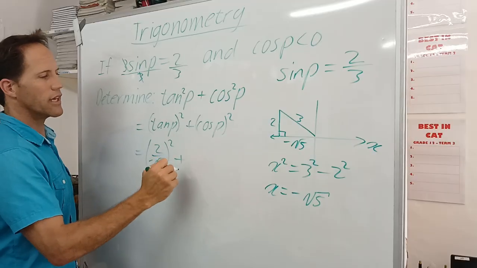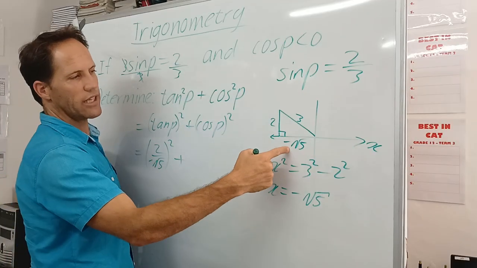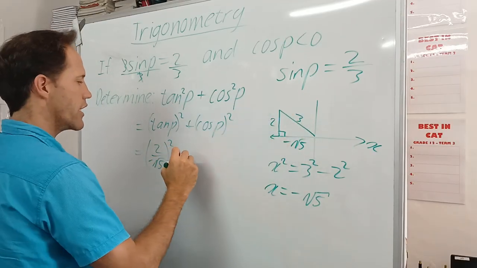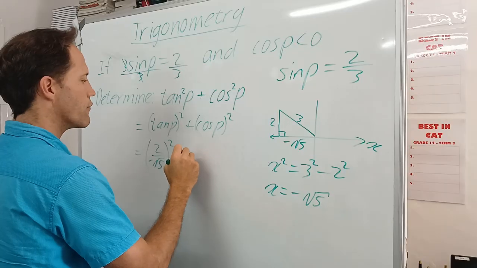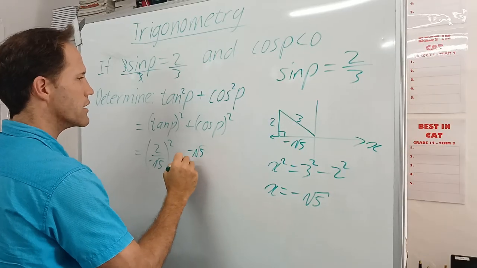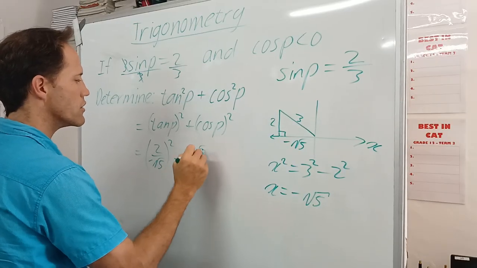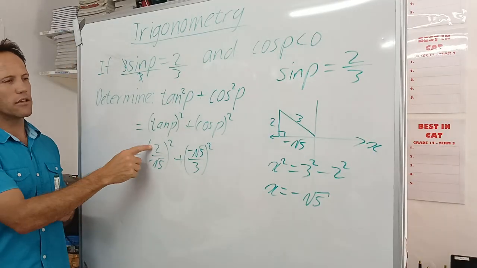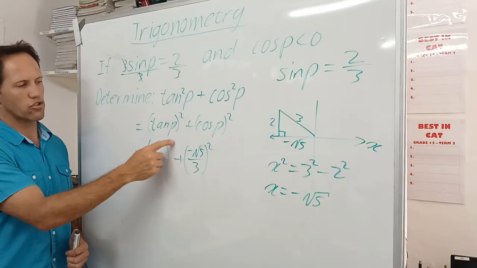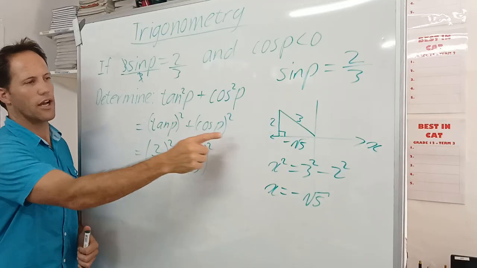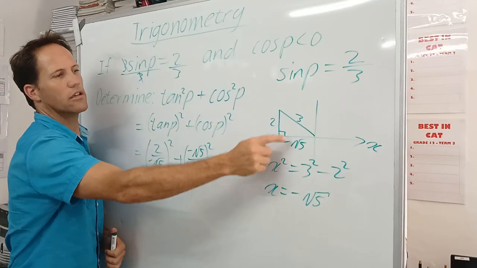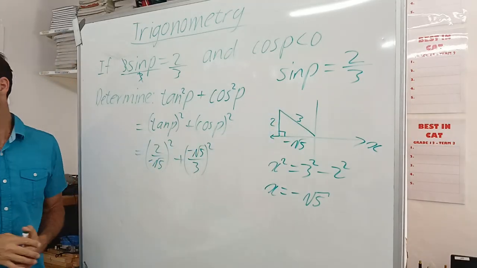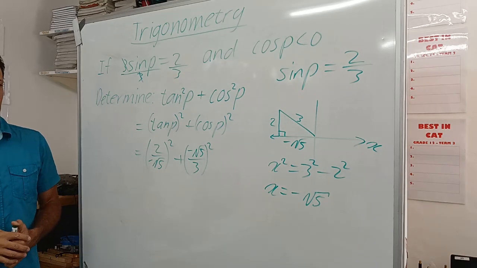And then plus cos p, which is adjacent over hypotenuse. So it's going to be negative square root of 5 over 3, and then we need to square that one as well. So opposite over adjacent squared plus adjacent over hypotenuse squared for cos. Now you square them.